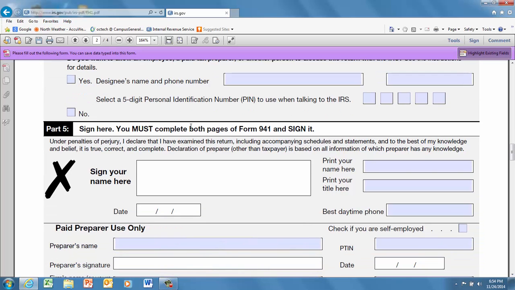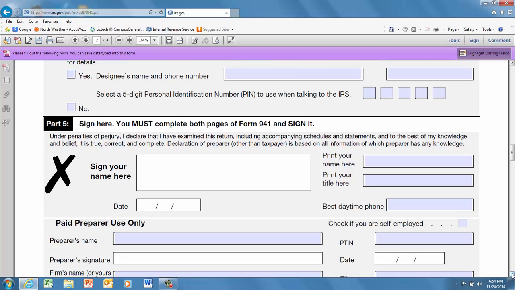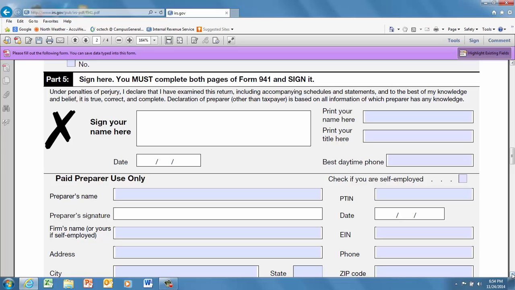Sign here. You must complete both pages of Form 941 and sign it. As far as they're concerned, it is not valid unless it's signed. So if it's unsigned, you didn't send it. You're going to get penalized for being late in sending it until you send one that's signed. So it must be signed.